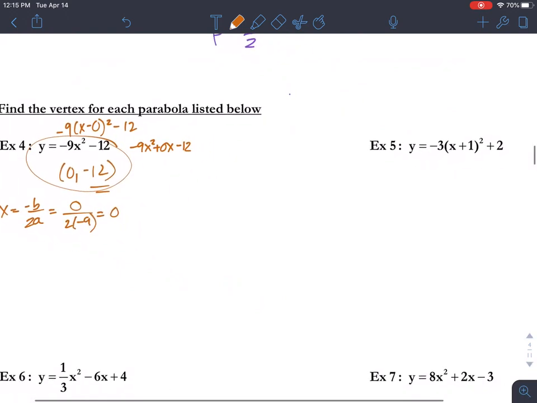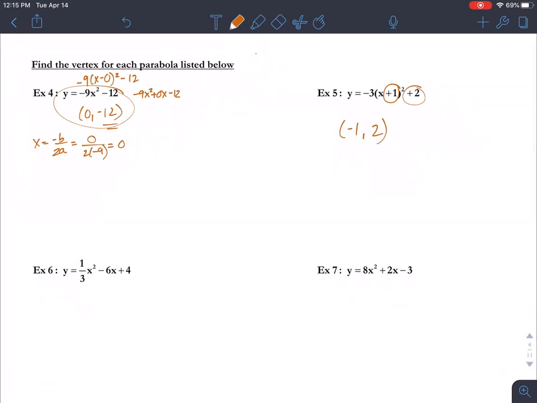Same thing with 5. Don't foil it. Don't go crazy and start getting the standard form. Just go here and say, oh, -1, 2. Easy as that. Okay, 6 and 7 are kind of the more fun ones here. So 6, we'll just do 6. I'll save 7 for another time.